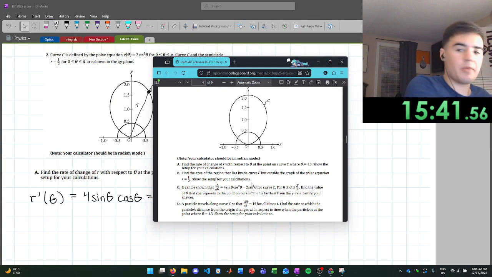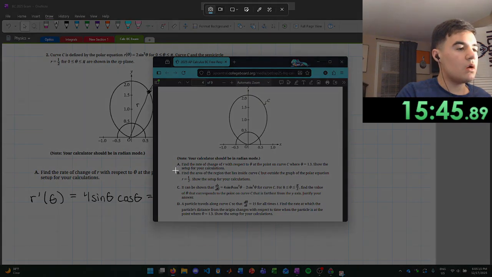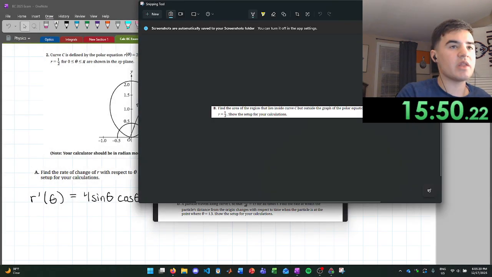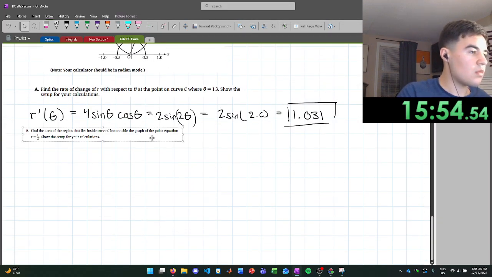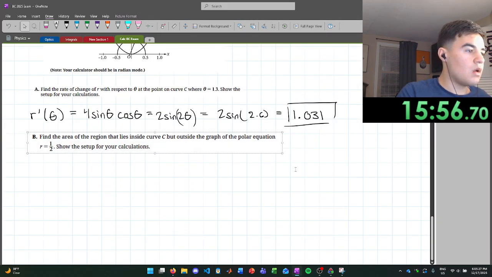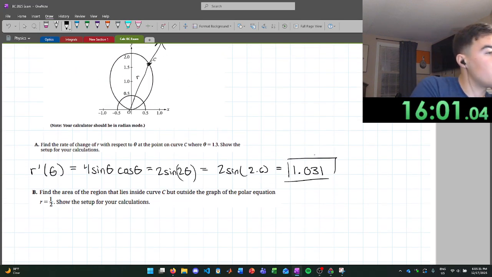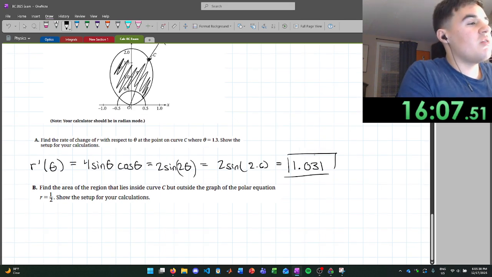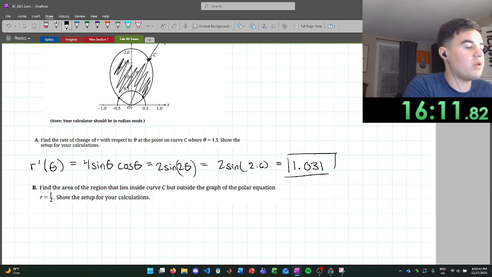Next question, part B. Find the area of the region that lies inside curve C but outside the graph of the polar equation. So we want inside curve C but outside the polar equation. So we want this region here. First we need to find these two bounding angles, this one and this one. So we need to set our curve C equal to the curve 1/2.